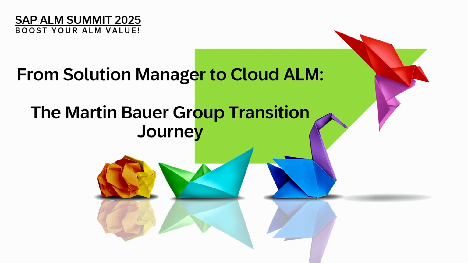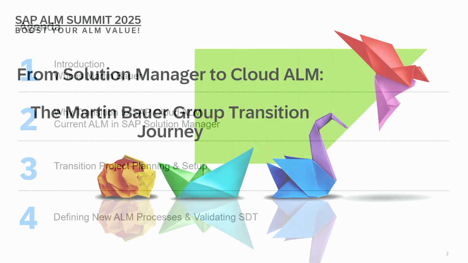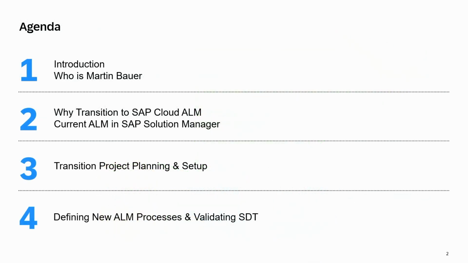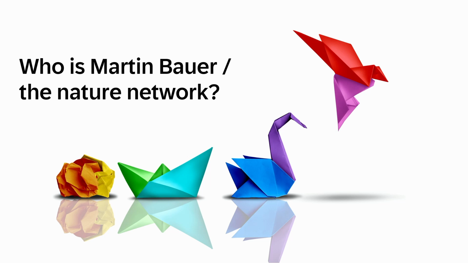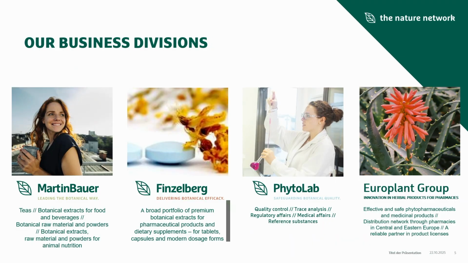First, a sneak preview: what Axel promised in 2024 is working. So we did the transition on a small Solution Manager setup, but more on that later in my slides. Just starting with a short introduction: who is Martin Bauer, or the Nature Network? It's a little bit complicated. Most call us Martin Bauer, but in the end we are Nature Network. Martin Bauer is one of the divisions and also the holding company above the Nature Network, but we have other branches in the network. We have Martin Bauer, Finselberg, Phytolab and the Europlant Group, and a new acquisition for spices, which we made this year. So there are 5 companies, and that's why we name it the Nature Network and not only Martin Bauer.